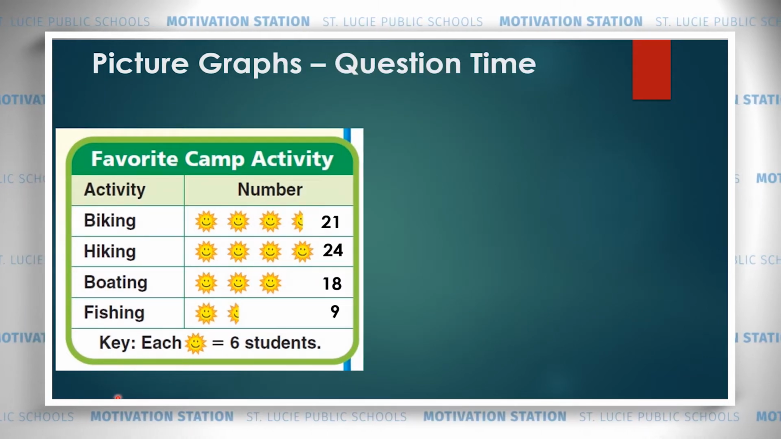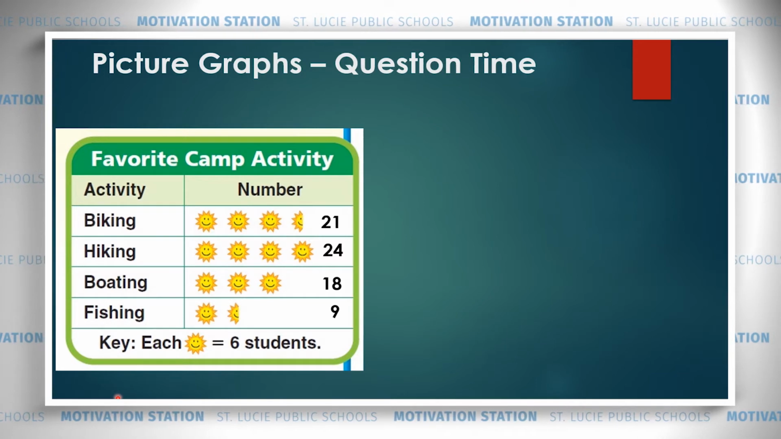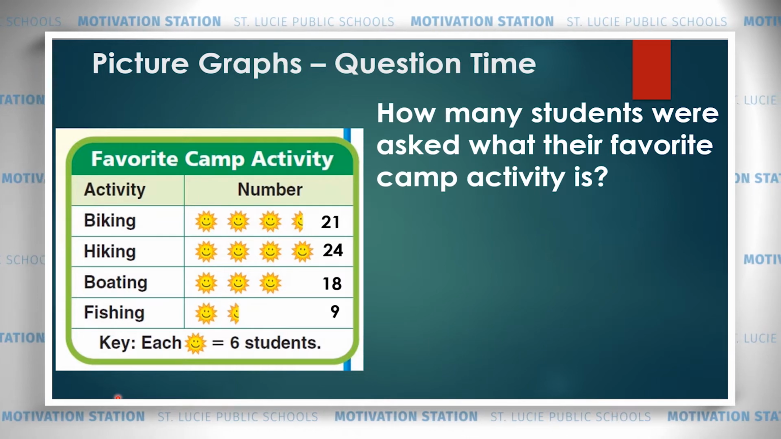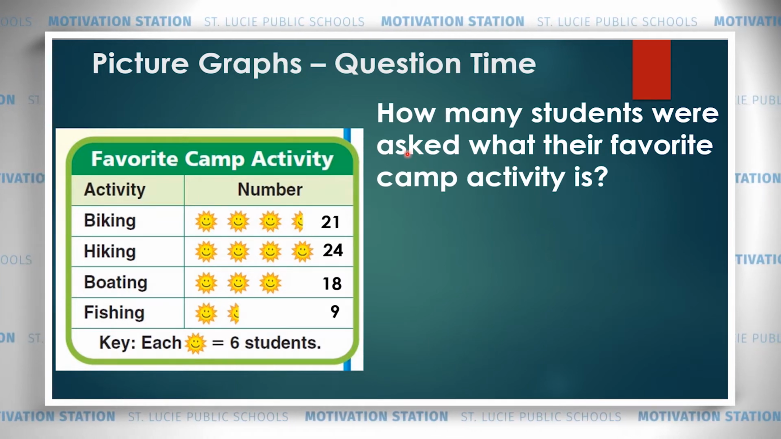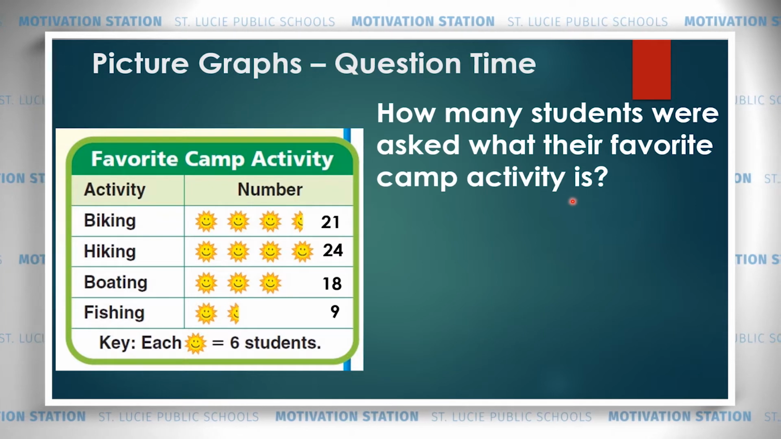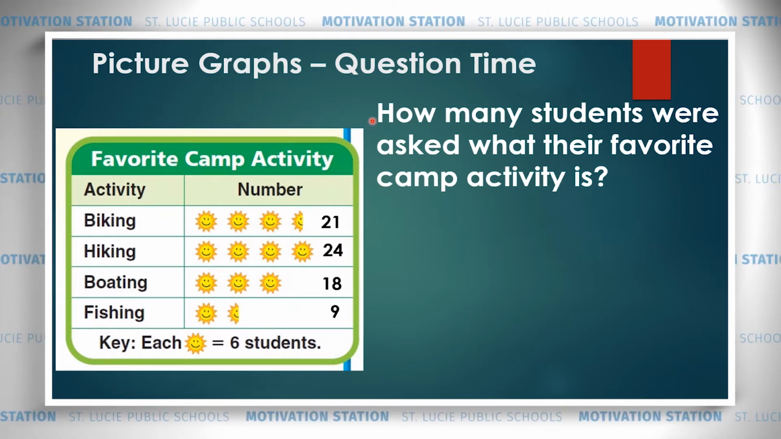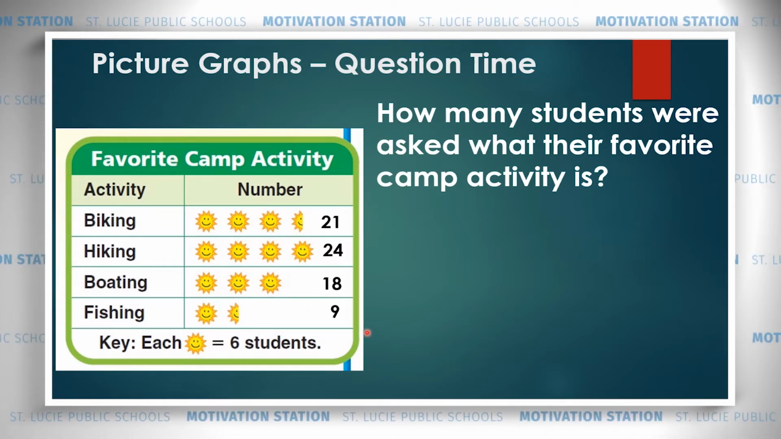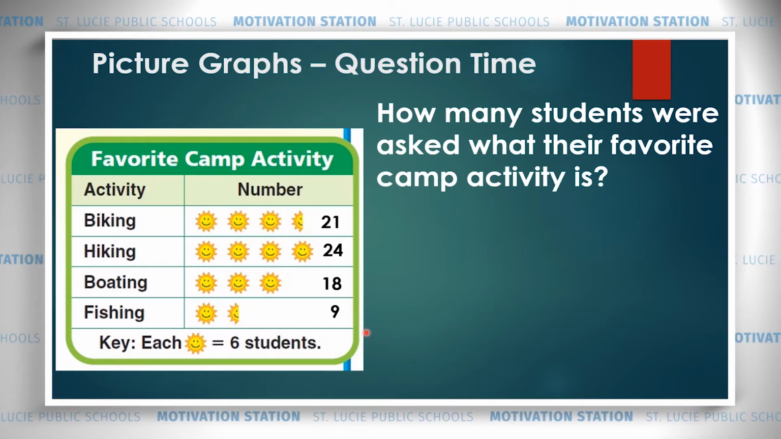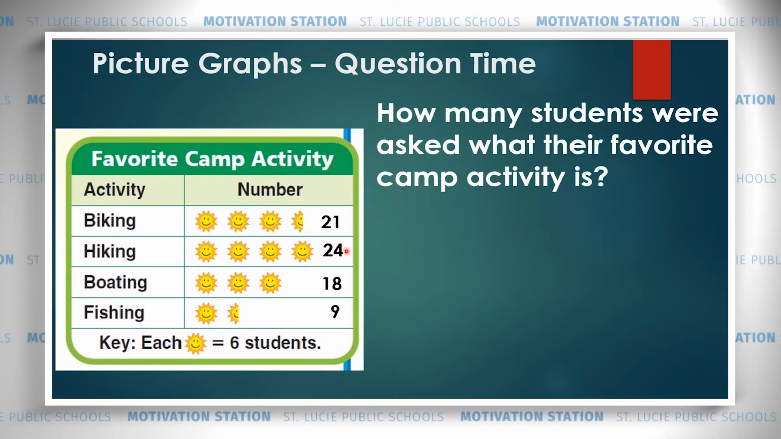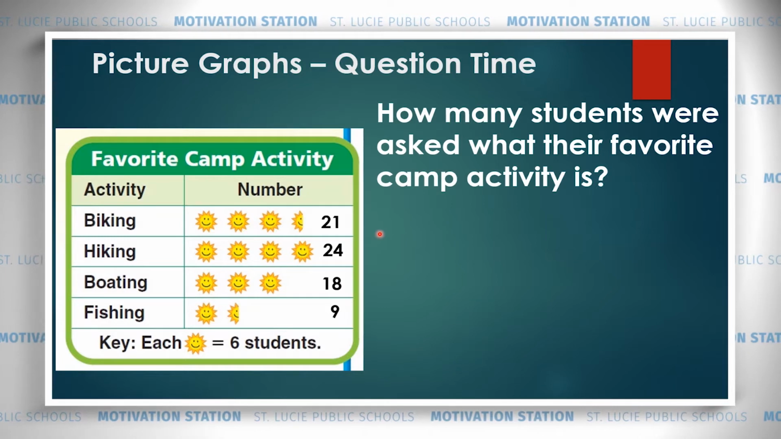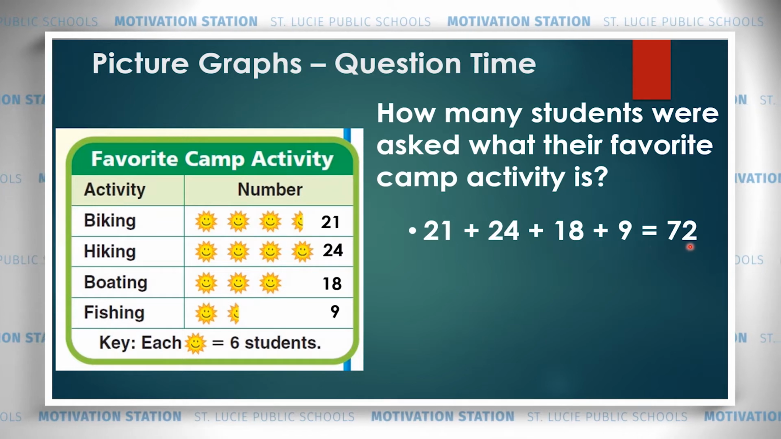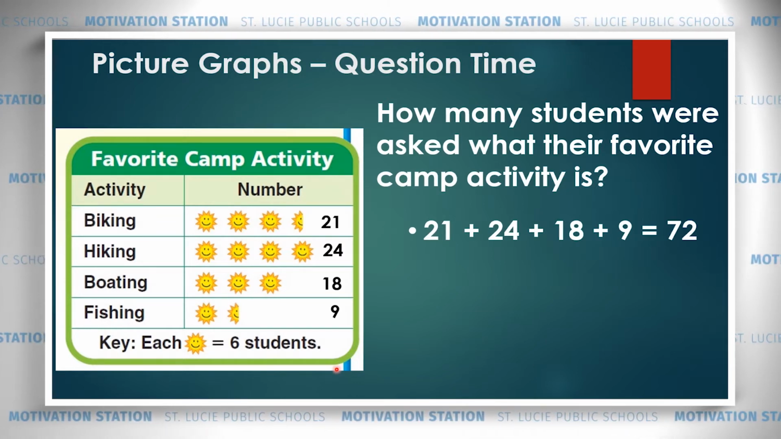We're going to use the same picture graph, favorite camp activities, to answer some questions. The first question is, how many students were asked what their favorite camp activity is? If I think about this, it's asking me how many total students were asked. So I have to either add up all of these, which when I do, 21 plus 24 plus 18 plus 9 equals 72. Or there's another way.